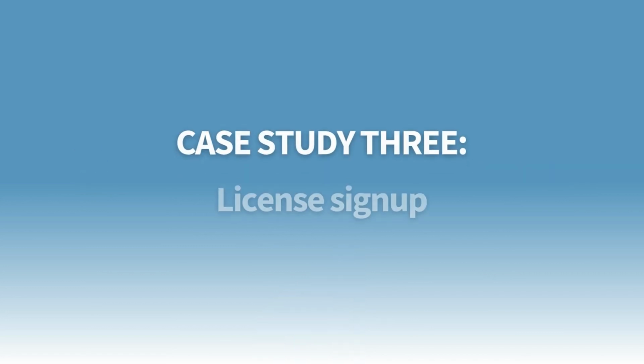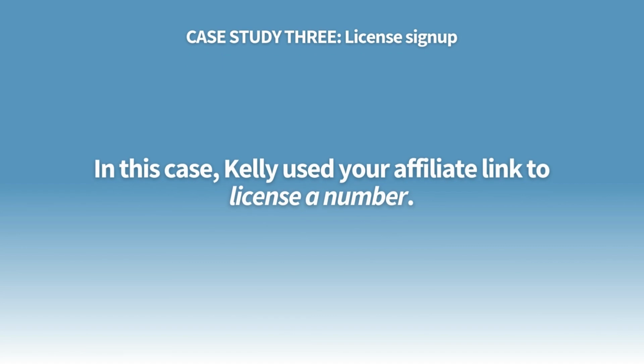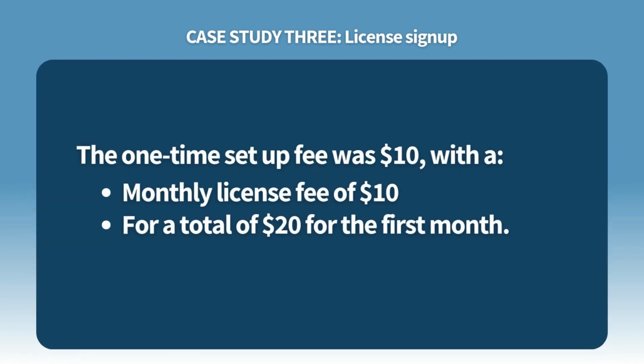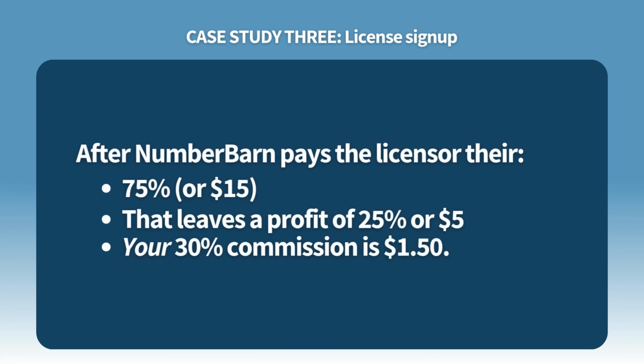In the third type of transaction, we have a license sign-up. In this case, let's say that Kelly used your affiliate link to license a number. The one-time setup fee was $10 with a monthly license fee of $10, for a total of $20 for the first month. After we pay the licensor their 75%, or $15, that leaves a profit of 25%, or $5. Your 30% commission is $1.50.